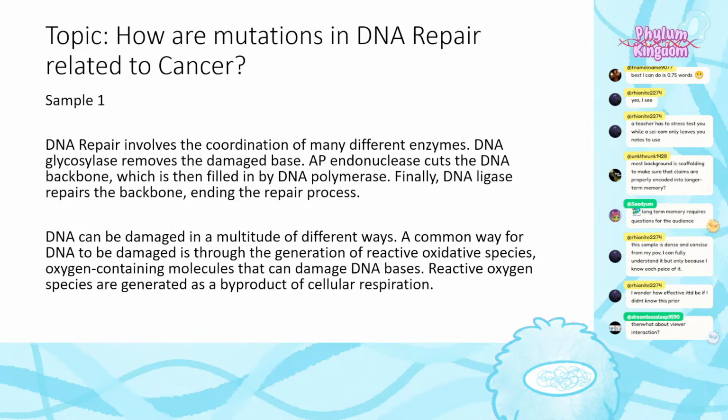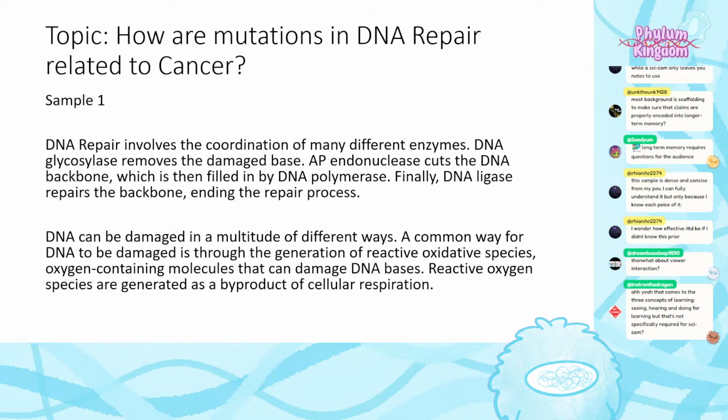DNA repair involves the coordination of many different enzymes. DNA glycosylase removes the damaged base. AP endonuclease cuts the DNA backbone, which is then filled in by DNA polymerase. Finally, DNA ligase repairs the backbone, ending the repair process. DNA can be damaged in a multitude of different ways. A common way for DNA to be damaged is through the generation of reactive oxidative species, oxygen-containing molecules that can damage DNA bases. Reactive oxygen species are generated as a byproduct of cellular respiration.